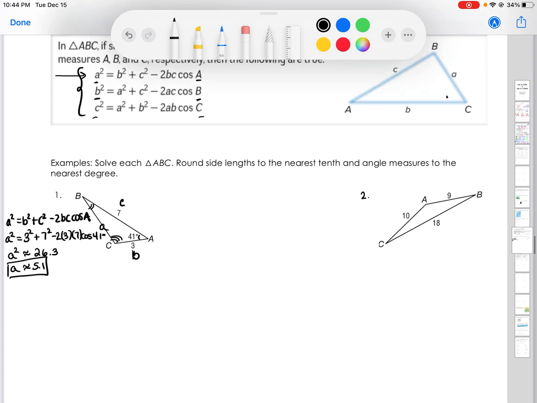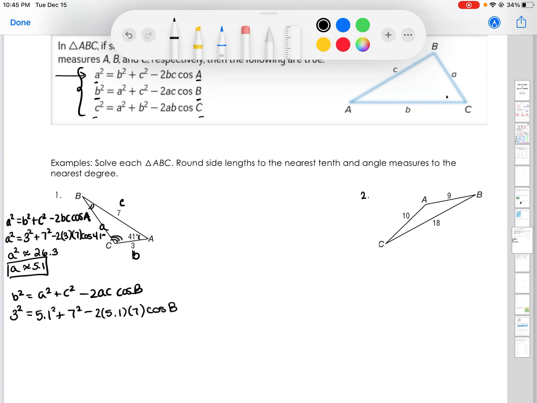So in order to find angle B, we want to take a look at which of these equations includes angle B, and that would be the middle one. So we have b squared is equal to a squared plus c squared minus 2ac cosine of B. And let's plug in what we do know. So b we know is 3. That's 3 squared is equal to about 5.1 squared plus 7 squared minus 2 times 5.1 times 7 cosine of B. And we don't know what the capital B is yet.